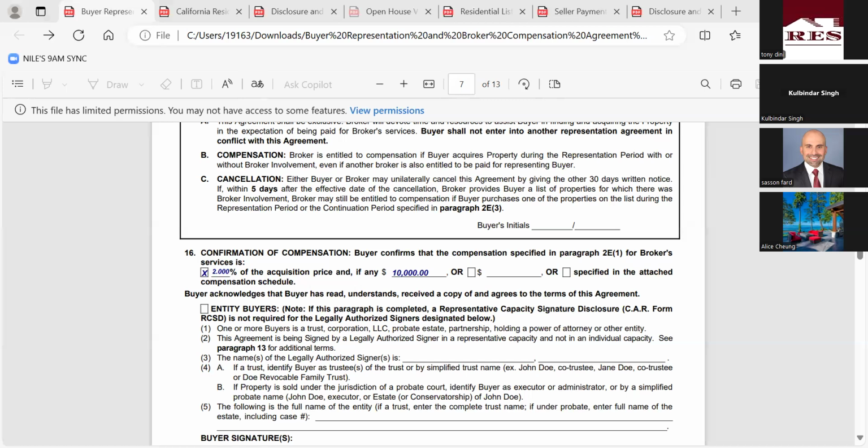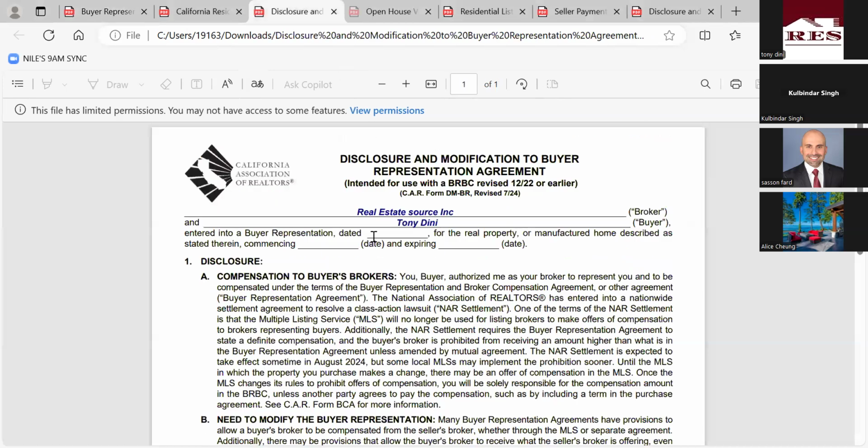I want to make sure you guys got that. But it's not on there. I don't see it. Where is it? Where does it say that? Am I looking at a different form? Disclosure and Modification to Buyer Representation Agreement. It's just buyer broker, dated, commencing, expiring. That's it, and a signature. I know you guys are going to have to shove it in there. Where is the link for it? You're going to have to put it in right here, for the real property or manufactured home described right here.